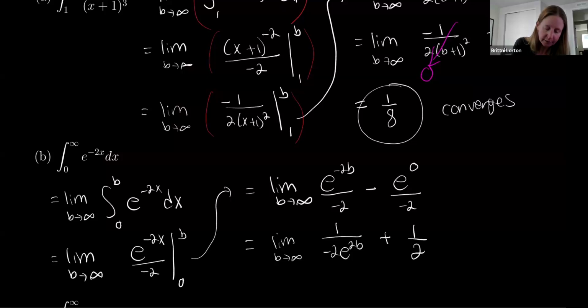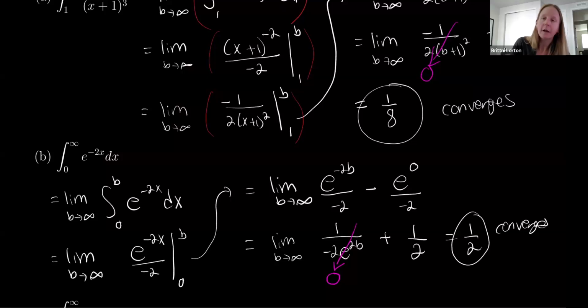And then I take the limit as b approaches infinity. So again, 1 over e to the million becomes 1 over a really large number, which goes to 0. So my answer here was 1/2. This integral also converges. If you get a real number, it converges. If you get does not exist, or if you get infinity or negative infinity, then it diverges.